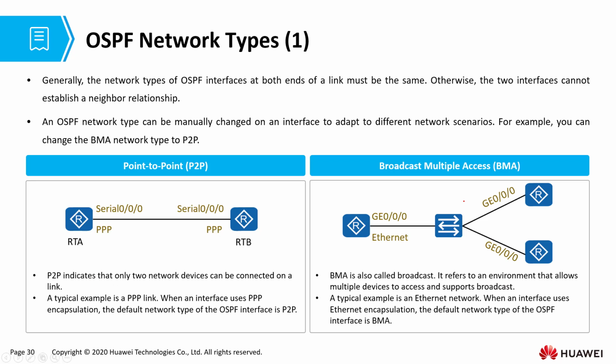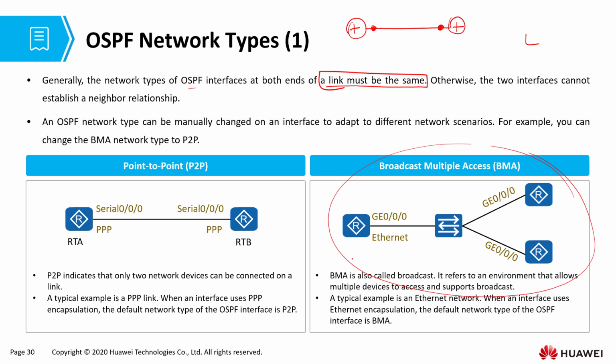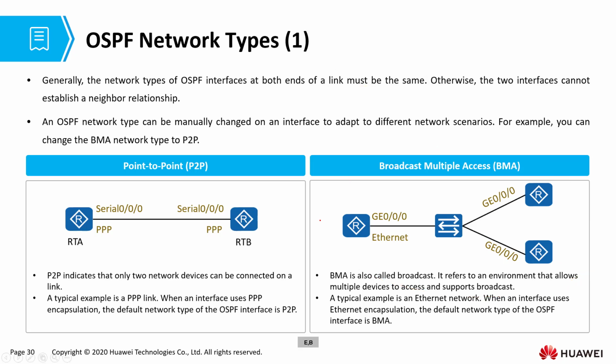Now, as a rule, in general, the network types of OSPF interfaces at both ends of a link must be the same. So if we have a router here connected to a router here, the network type at this interface must be the same as the network type at that interface. Sometimes you have routers connected to a switch in that format. The network type at those interfaces must be the same if they are to be in the same OSPF network, otherwise the two interfaces cannot establish a neighbor relationship. An OSPF network type can be manually changed on an interface to adapt to different network scenarios.